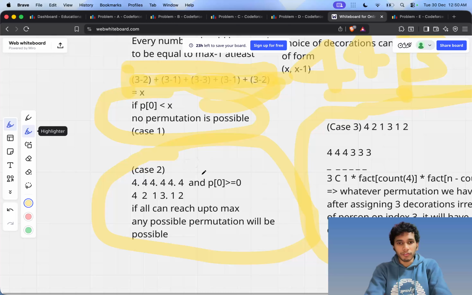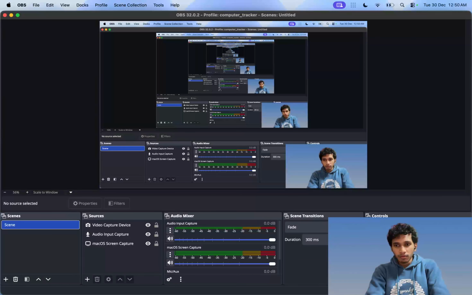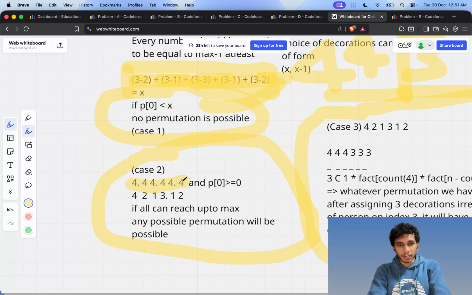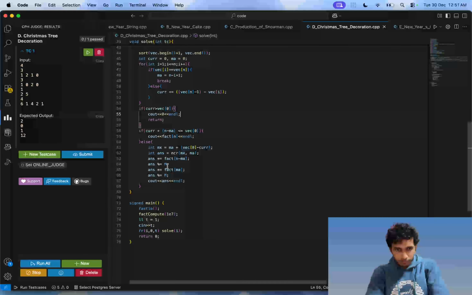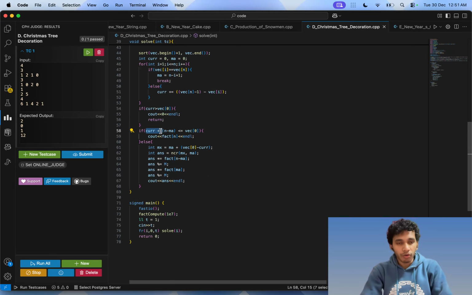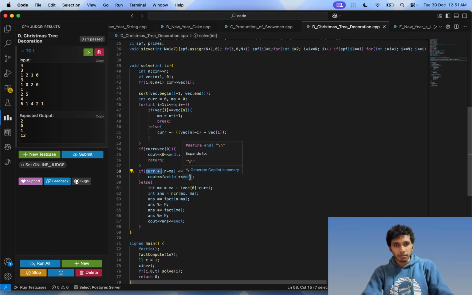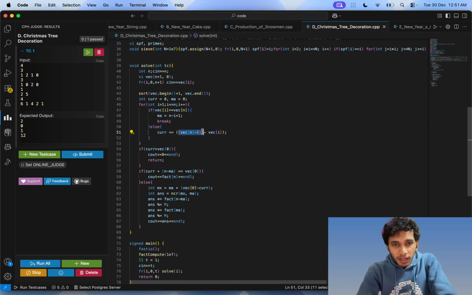Now the second scenario, where after applying operations, all of the values translate up till the maximum value. In this scenario, the answer is factorial of n, because all permutations are possible. So how can we translate every element to the value of the maximum element? Initially, we translated everyone to one lesser than the maximum element. That is, the maximum was 4, we translated it to 3.